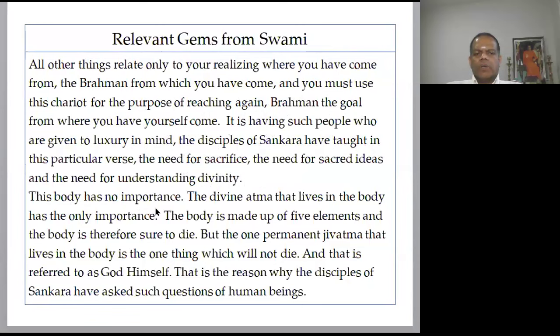This body has no importance. The divine Atma that lives in the body has the only importance. The body is made up of five elements, and the body is therefore sure to die. But the one permanent Jivatma that lives in the body is the one thing which will not die. And that is referred to as God Himself. That's the reason why the disciples of Shankara have asked such questions of human beings.